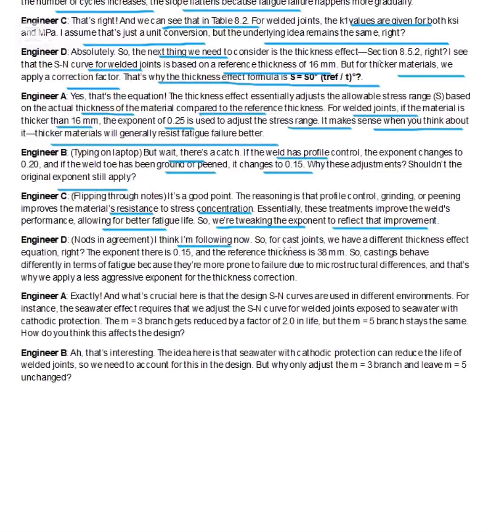I think I'm following now. So for cast joints, we have a different thickness effect equation, right? The exponent is 0.15, with a reference thickness of 38 mm. What's the crucial role here, that the S-N curves are used in different environments? For instance, seawater effects. We adjust the S-N curve for welded joints exposed to seawater with cathodic protection. The m equal to 3 branch gets reduced by a factor of 2, but the m equal to 5 branch stays the same. How do you think this affects the design?